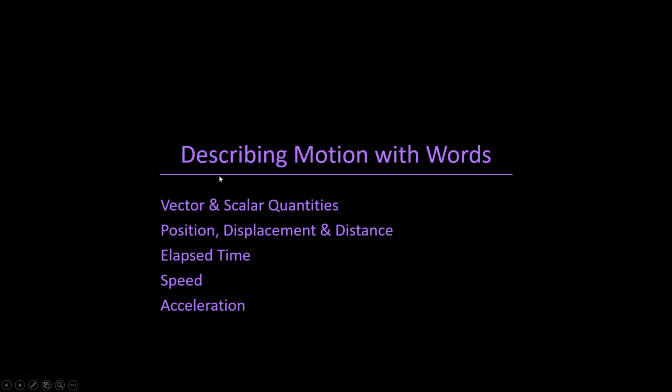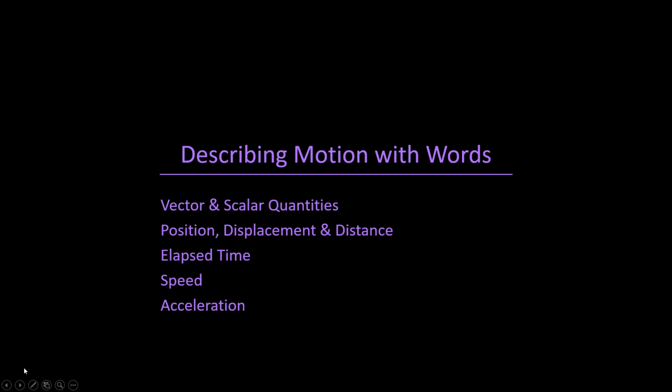Hello, in this podcast we're going to learn how to use special physics terms to describe motion. First we're going to learn about vector quantities and scalar quantities. Then we're going to learn how to describe the location of an object by its position, displacement, and distance. And finally we're going to look at elapsed time, speed, and acceleration.